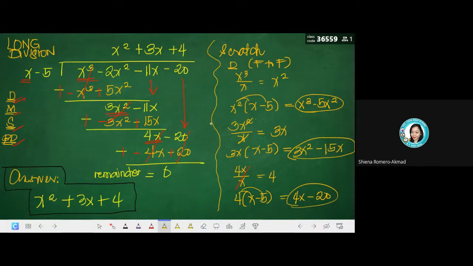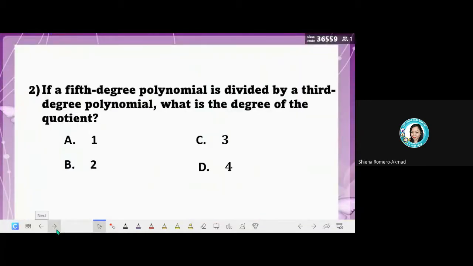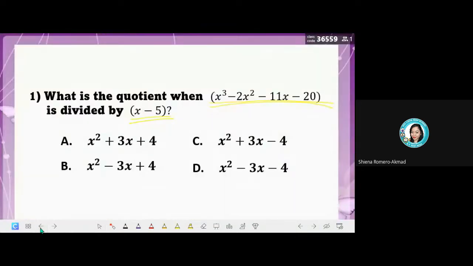Okay. So, if there's any question regarding the process, sabihin sa akin ngayon. If none, we will proceed to another example. Okay? Tapos, ang gagawin natin is long division pa rin. So, that example would be, sagutin muna natin yung number 1. So, alin dito yung answer natin? Which is the answer? The answer here is, yes, Althea? Ano po? A. Okay, so the answer here is letter A. Next.